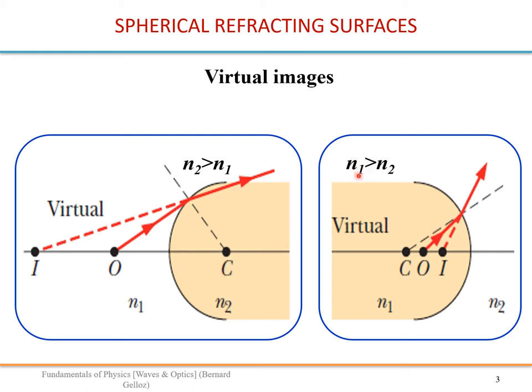This is the example of N1 greater than N2. In this case, the orientation is in this way. From the point of view of the object, this is a convex surface, but for this object, this is a concave surface. And N1 greater than N2, so let's take a ray like this. N2 is smaller, so it is faster, so this ray will be bent away from normal like this, and again this will not intersect the optical axis, so we have to extend the line with a virtual ray until it intersects the line. So this is your image, virtual image.